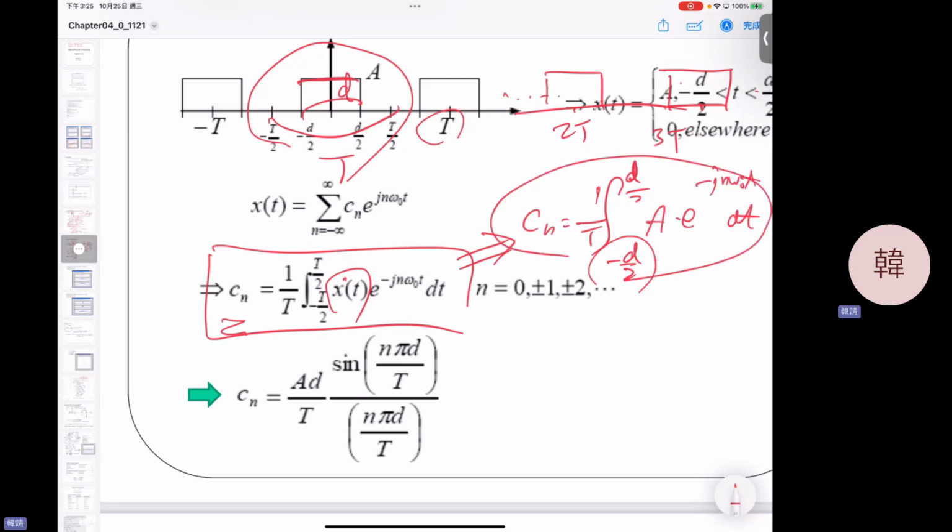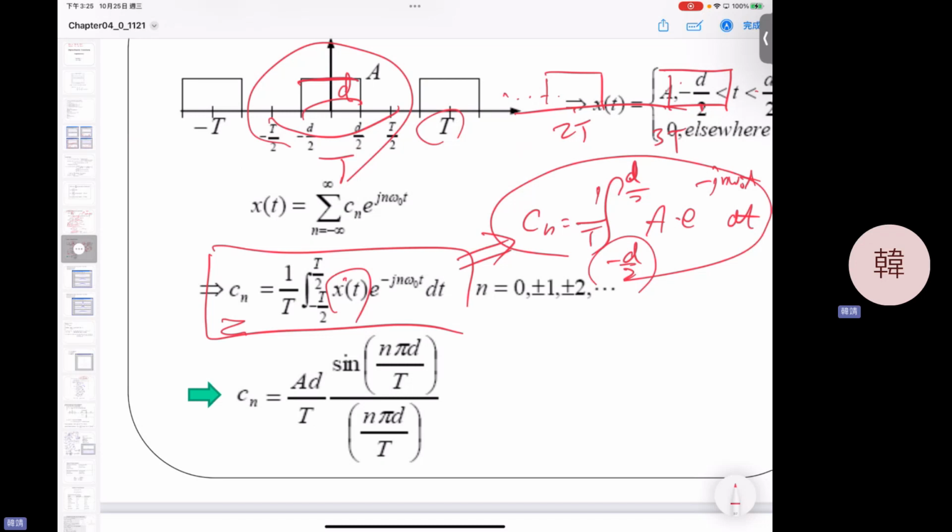So you have to calculate this one. Do some calculus integration to solve this one. If you don't know how to do that, come to me, okay? During the office hour, I can teach you step by step. But I'm not going to do it here now. And the result is like this one.